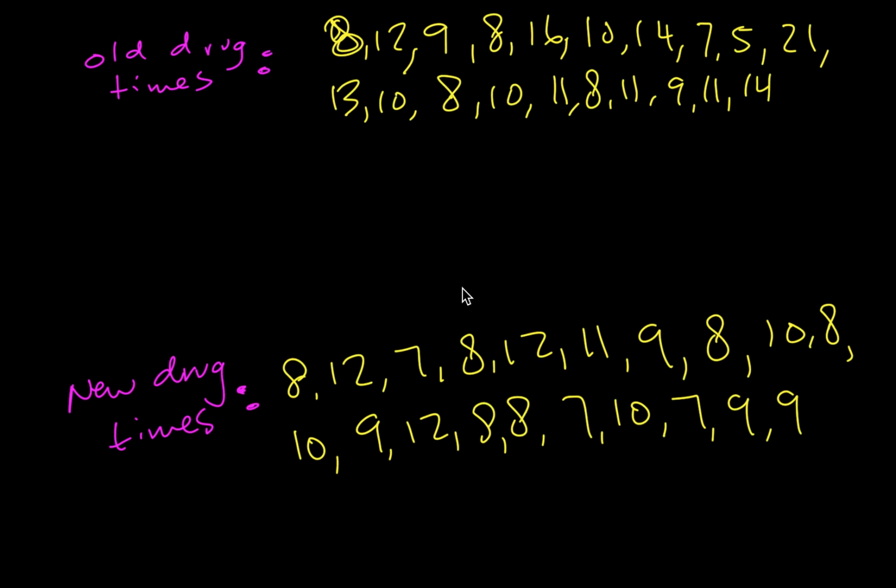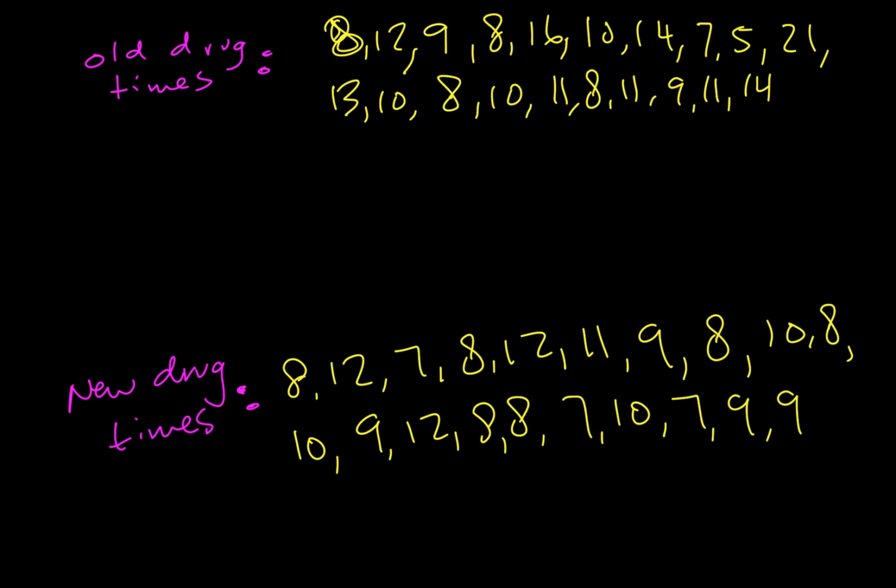So it says a hospital trialing a new anesthetic has collected data on how long the new and old drugs take before the patient becomes unconscious. They wish to know which drug acts faster and which is more predictable. Draw a parallel box plot for the data sets and use it to compare the two drugs.